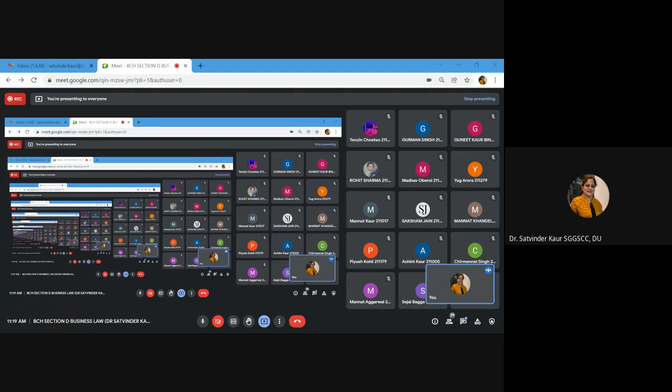Section 24 talks about the case where your consideration or object is partially lawful and partially unlawful. What will be the legal impact of these kinds of cases? If the consideration or object is unlawful in part, and it is separable, then the separable lawful part is going to be valid. If it is non-separable, then the whole agreement, 100% of it, is going to be declared void and will not be enforceable by law.